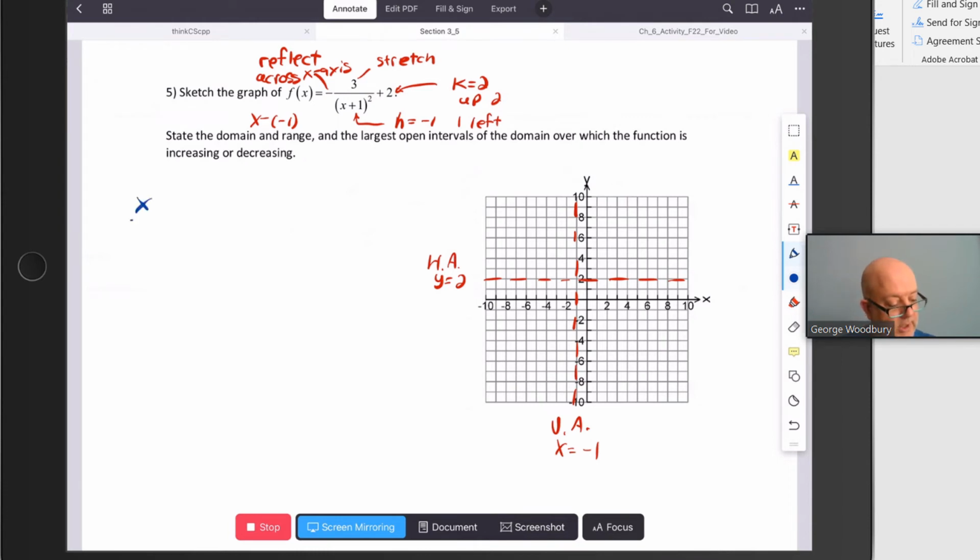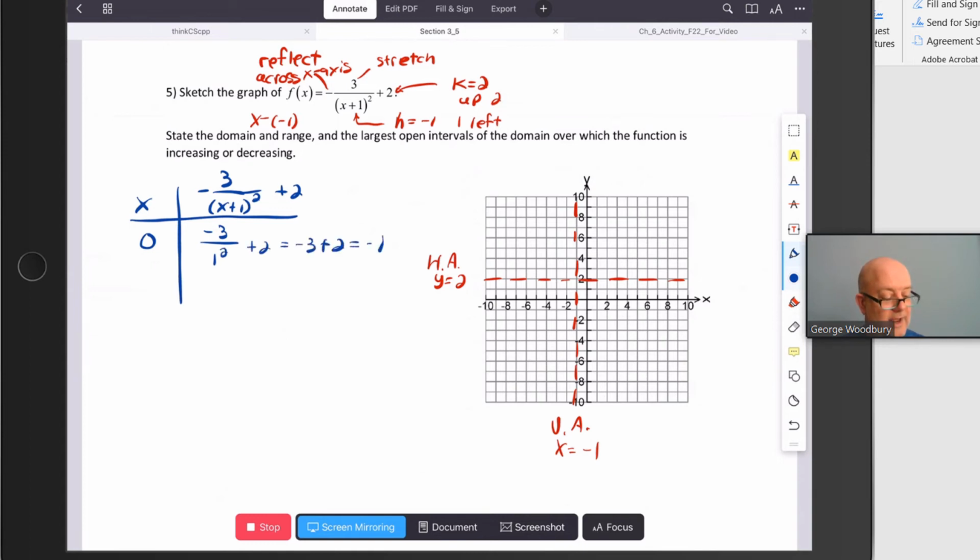The function I have is negative 3 over x plus 1 squared plus 2. I would like to divide negative 3 by a number that goes into it, but that square is kind of a problem, and really the best option here is when the denominator is 1. That's going to happen when x is 0. We're going to have negative 3 over 1 squared plus 2. That's negative 3 plus 2, or negative 1. So when x is 0, y is negative 1.